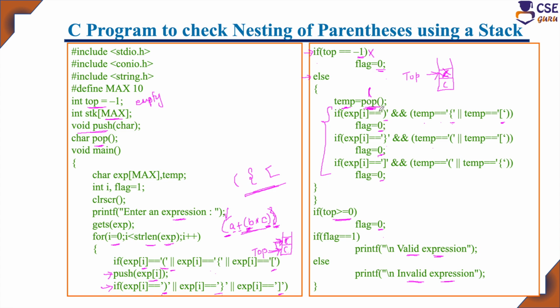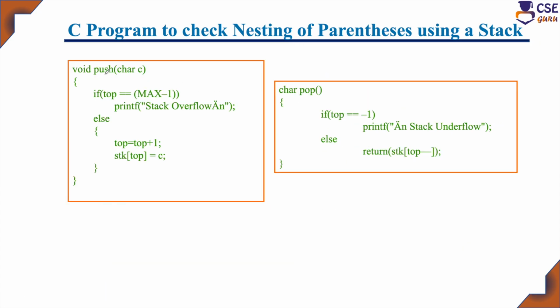Suppose whatever you are popping is a mismatch; that mismatch is what we are checking here. In that case also we set the flag value to 0. In the next iteration, if you consider the next closed parenthesis, it will check it, encounter it, and this element will be popped. So if the flag value is 0, it is an invalid expression. If the flag value is 1, it is a valid expression. And this is the push and pop operation.